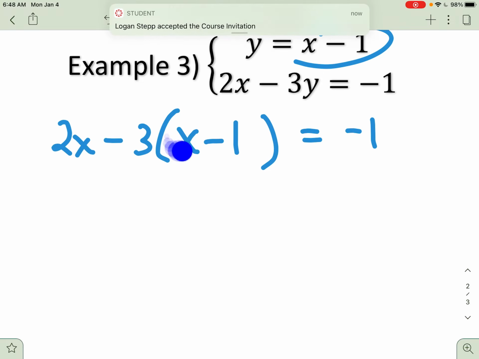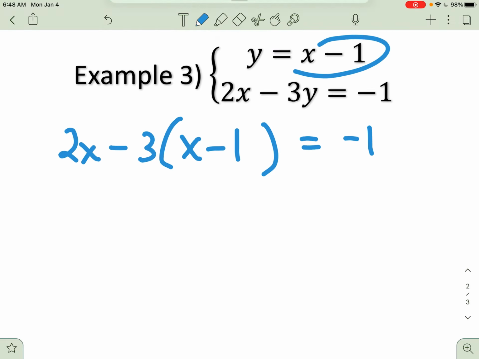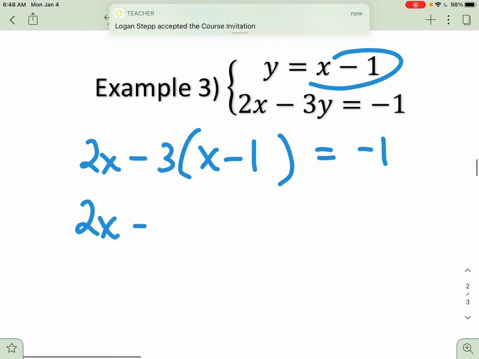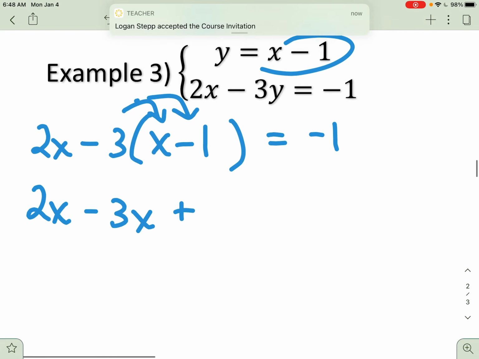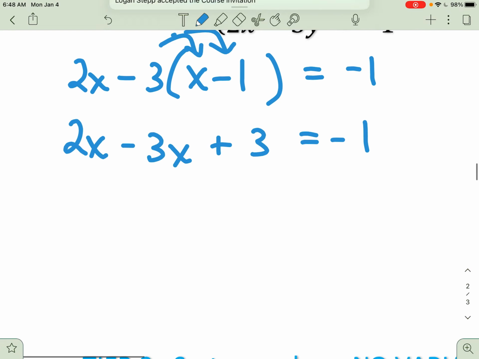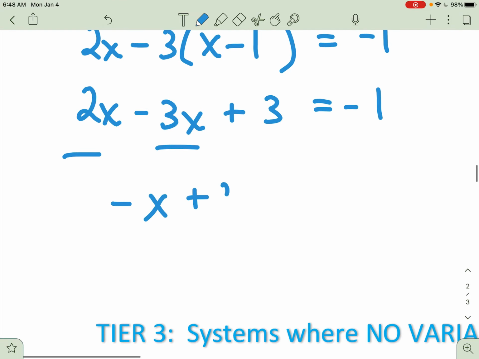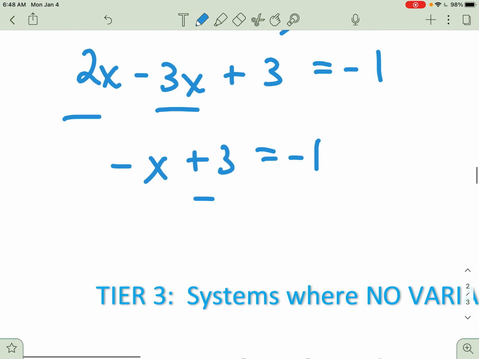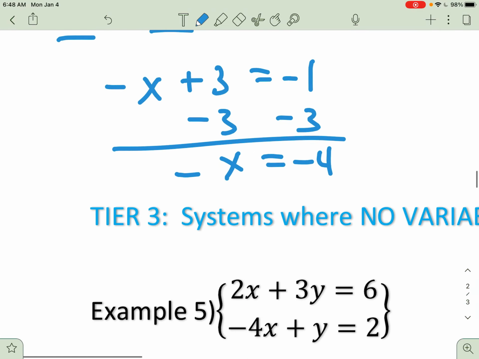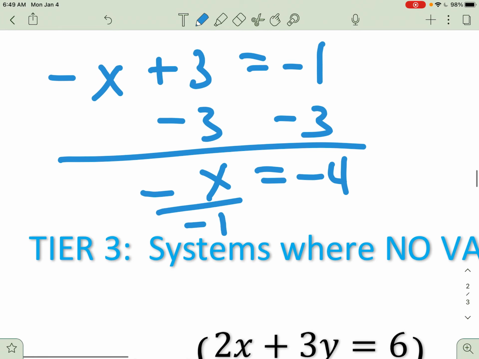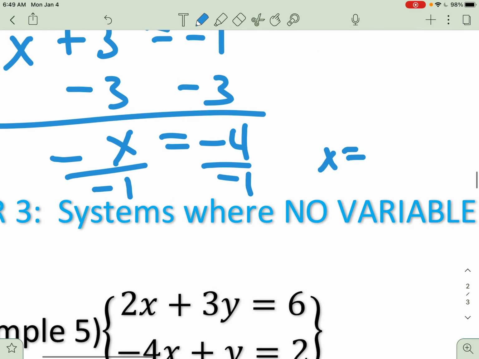Now there's only one variable left over, so we are going to solve it. Okay, I'm going to distribute the negative 3. So it gives me negative 3x. Negative 3 times a negative 1 gives me a positive 3. I'm going to combine like terms on the same side. So 2x and negative 3x are on the same side. That gives me a negative 1x. I subtract 3 from both sides. Okay, now I have a negative x, so I need to divide by a negative 1. So that gives me x equals 4.